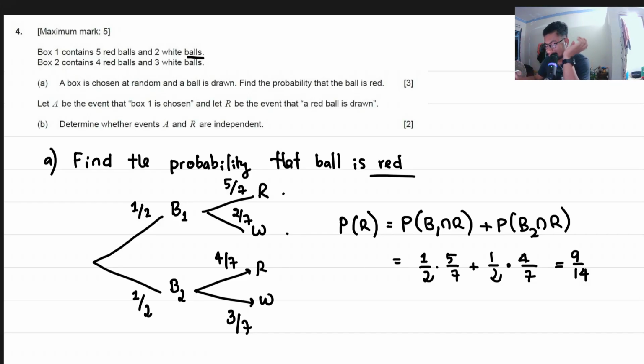What about the second one? The second one, they literally say determine whether events A and R are independent, and A means the box 1 is chosen. For the first question, we wrote P of B1 as box 1, right? But for the second, they just denote A as box 1 is chosen. So that means instead of writing B1, we write A. You got it? And what does independent events mean?